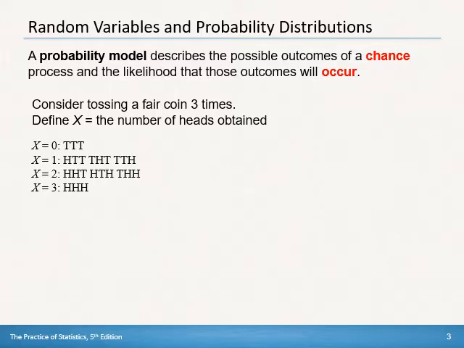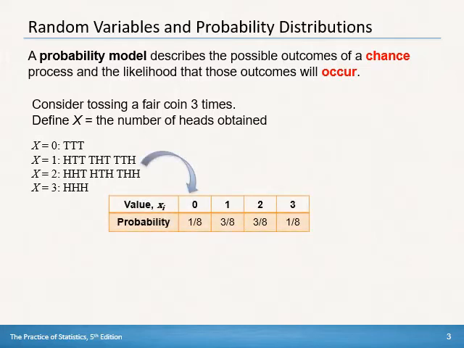We might get 1 head, and there are 3 ways in which we could get 1 head. The first toss could be a head and the others tails, or the second could be a head and the others tails, or the third could be a head and the others tails. So there are 3 possible outcomes that would result in 1 head and 2 tails. And then likewise, there are 3 ways that we could get 2 heads and 1 tail. You can see the list there. It's pretty obvious. And then there's only 1 way where we could get 3 heads.